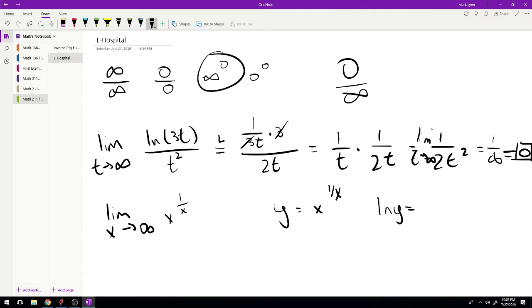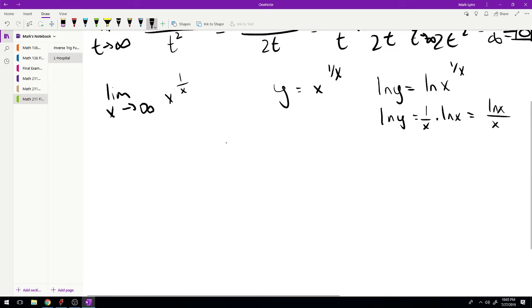So natural log of y equals natural log of x to the 1 over x. Now, the reason that this is helpful is because we can use that logarithm rule where if we have a power on the inside of the logarithm, we can just bring that out in front. So, in fact, simplifying this just a little bit more, we're going to get natural log of y equals 1 over x times natural log of x, or just natural log of x over x. Now we do have a top function and a bottom function, and we'll go ahead and take the limit of that as it goes to infinity and see what happens.